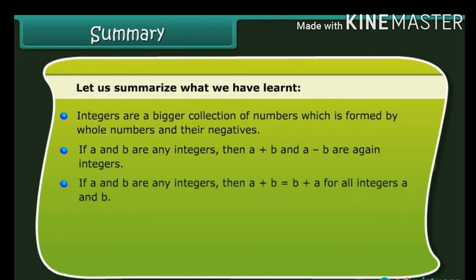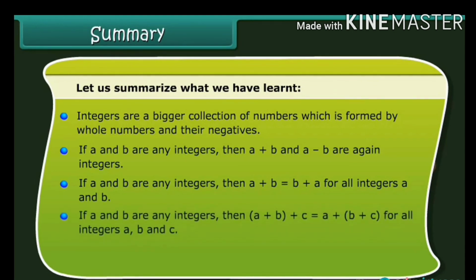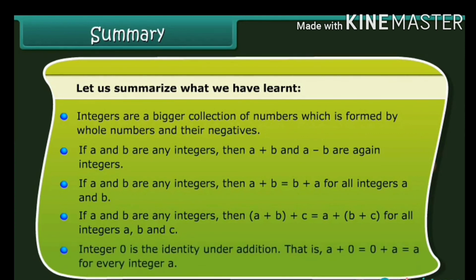If a and b are any integers, then a plus b is equal to b plus a for all integers a and b. If a and b are any integers, then (a plus b) plus c is equal to a plus (b plus c) for all integers a, b, and c. Integer 0 is the identity under addition. That is, a plus 0 is equal to 0 plus a, which equals a for any integer a.